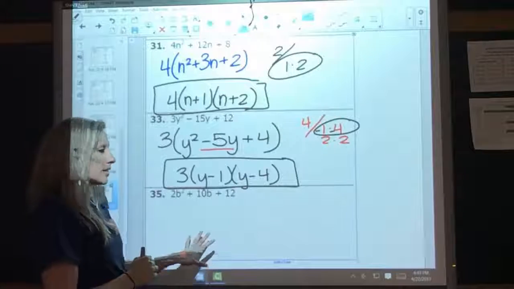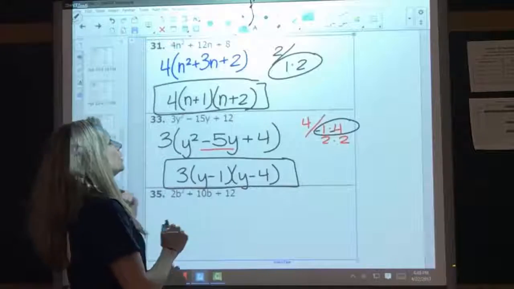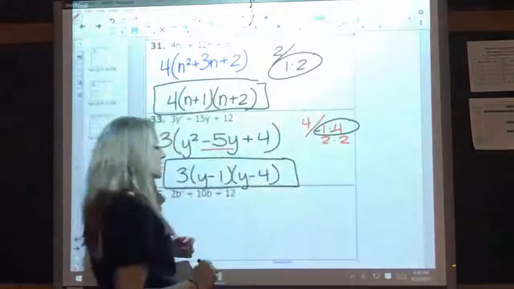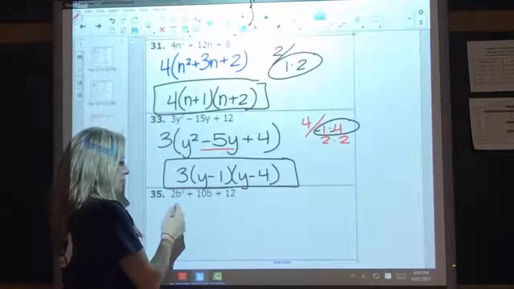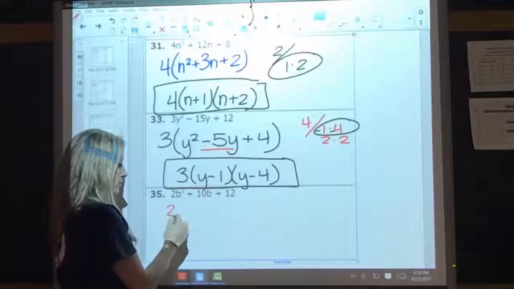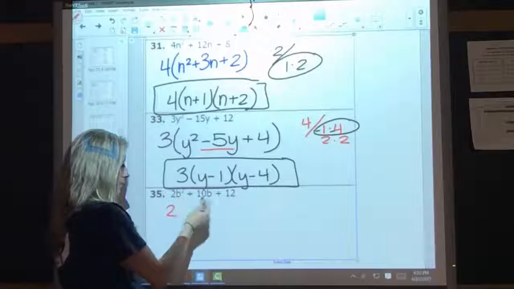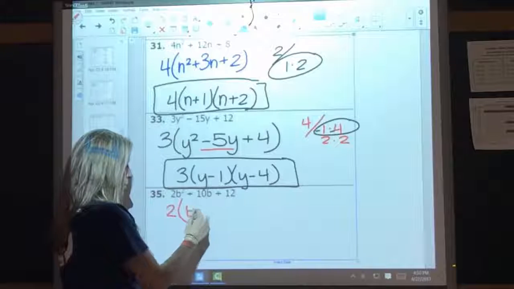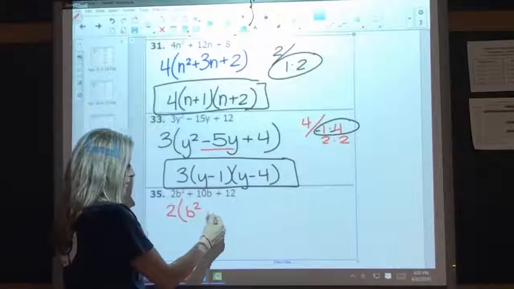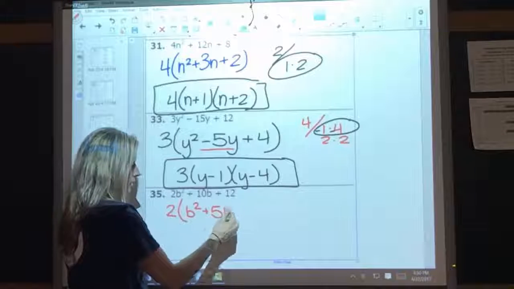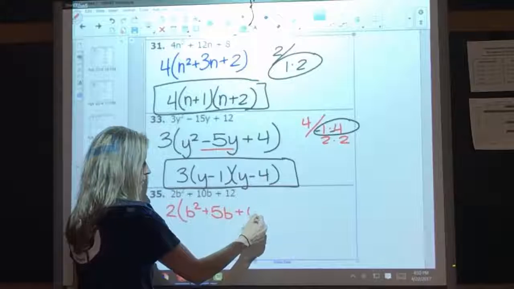Okay, last one on the left side. We're going to figure out our greatest common factor. And our greatest common factor here would be 2. 2 will go into all 3. Okay, so if I take a 2 out of all 3, I'm left with b squared. 10 divided by 2 is 5b, and 12 divided by 2 is 6.